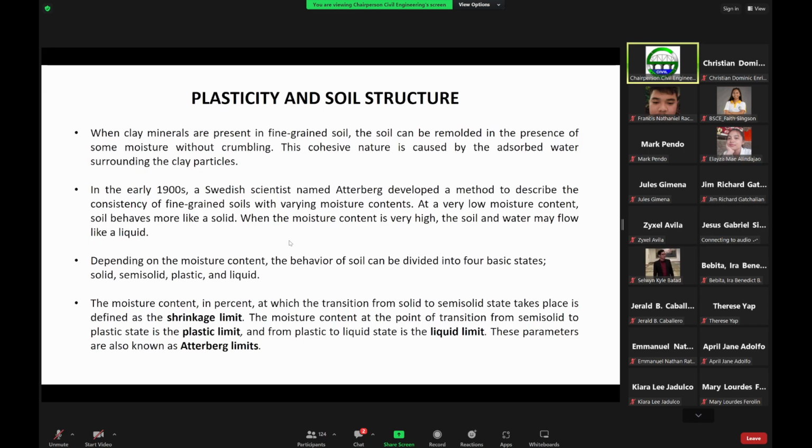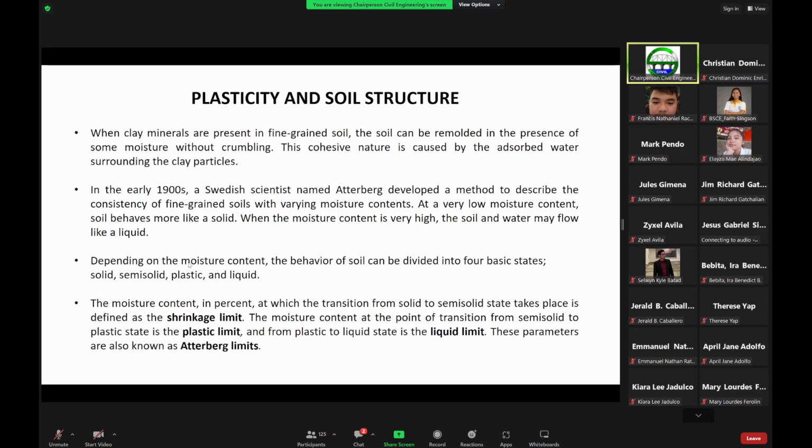And then the moisture content at the point of transition from a semi-solid to a plastic state is what you call the plastic limit. And then from the plastic to the liquid state, where the soil will now act like a liquid, is what you call the liquid limit. So these parameters are what you call the Atterberg limits. So if we go back to the figure.